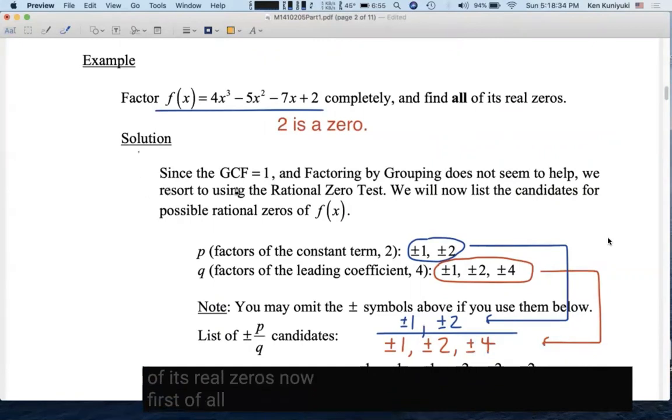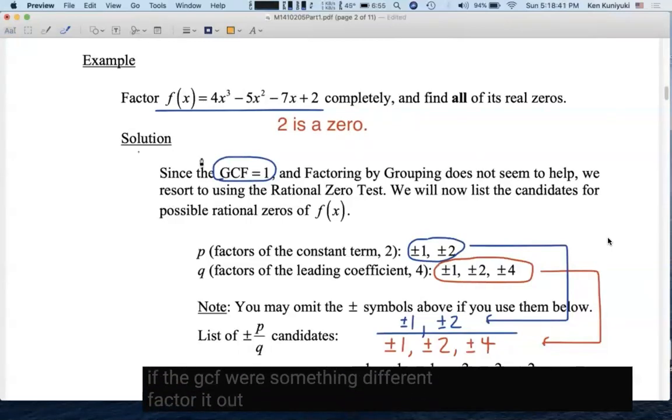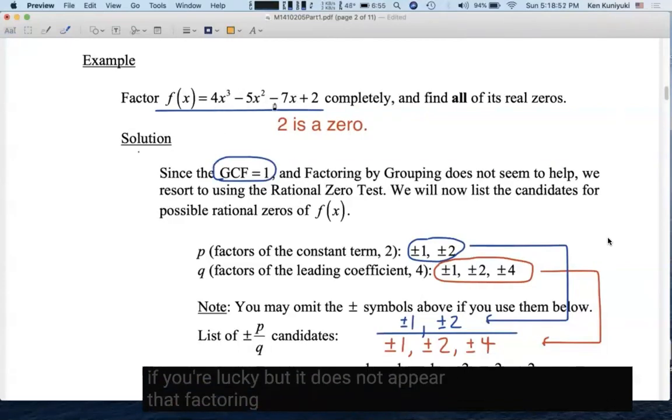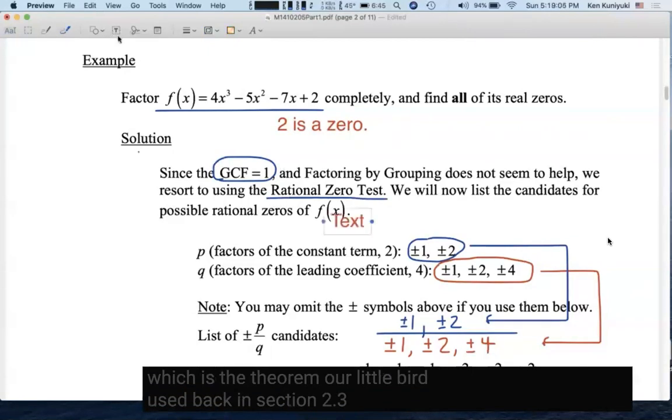Now, first of all, notice that the GCF is 1. If the GCF were something different, factor it out. Now, you see this polynomial, and it has 4 terms. So you might consider something like factoring by grouping if you're lucky, but it does not appear that factoring by grouping will help us much. So we're going to resort to using the rational zero test, or the rational roots theorem, which is the theorem our little bird used back in section 2.3.